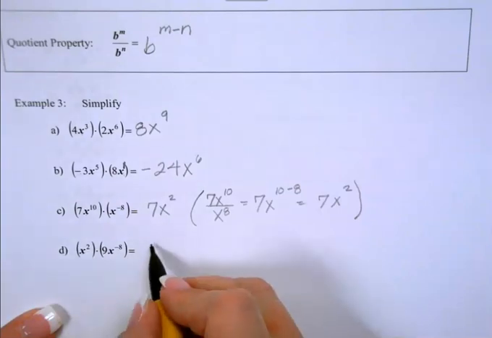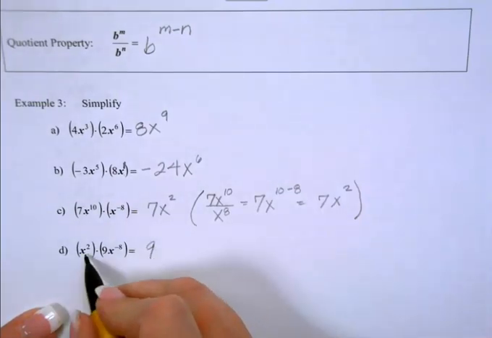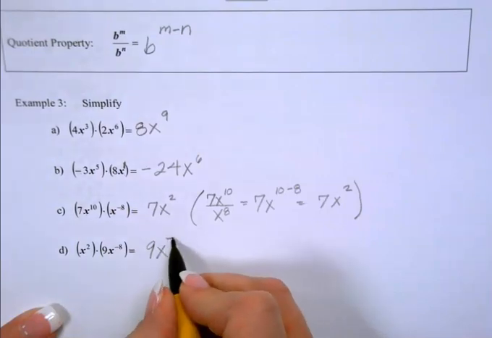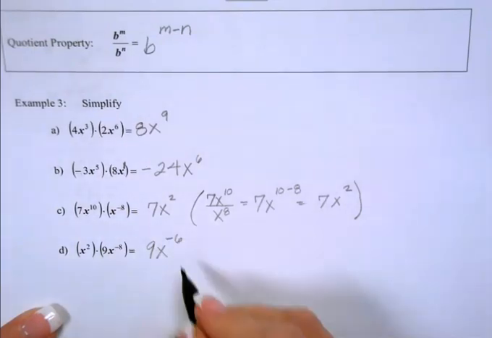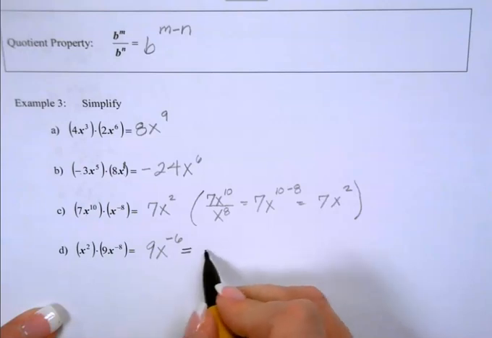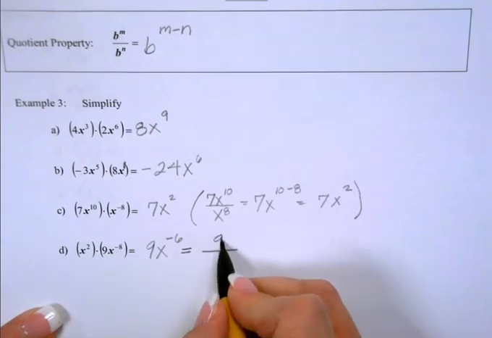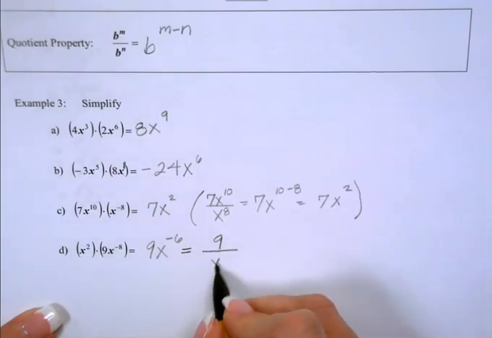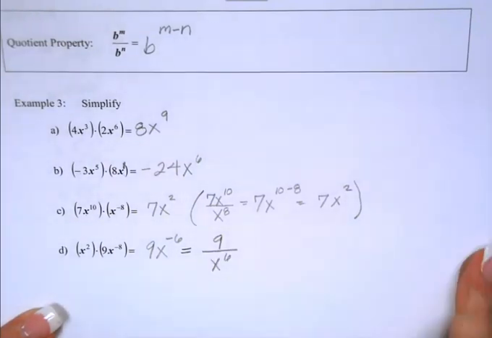On the next one, I have 9. This is x squared and x to the negative 8. I think I'm just going to add those. And a negative 6 in the exponent means it flips. The 9 is not to that exponent, so it does not flip. And my final answer is 9x to the 6th. Next page.